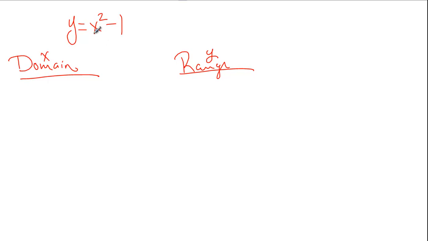In this case, because it's an x squared, we're allowed to put all things in. So in other words, we could say the domain is all real numbers. Now another way to look at that, and this is something you're going to see a bit in this course, is from negative infinity to infinity. Interval notation.